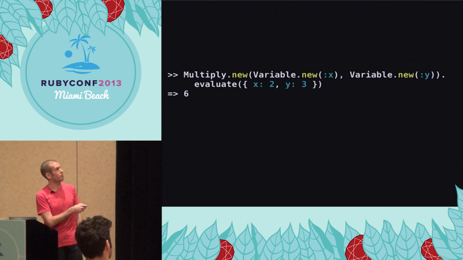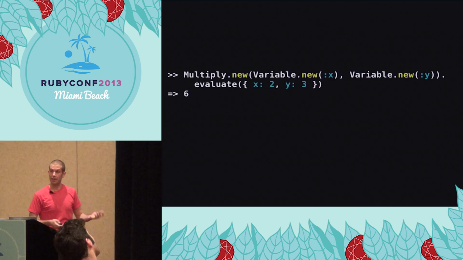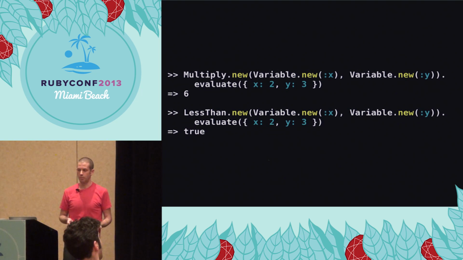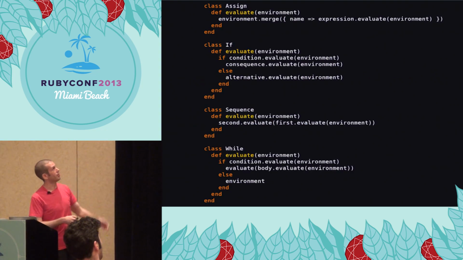So that means I can make something like a multiply expression, x times y, and evaluate that inside this environment, and I get the result 6. If I make a less than node instead that is x less than y, the answer is true in that particular environment. And I can do that again for statements.